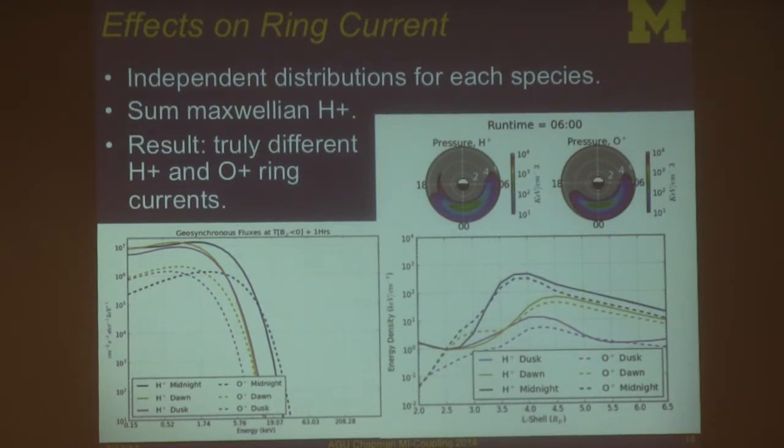Okay, so what we're looking at here, the solid lines on both of these plots are hydrogen, the dashed lines are oxygen. We're looking at midnight in dark blue, dawn in kind of gold, and dusk in purple. This is right after the southward turning, so this is the cold, dense plasma sheet warmed up a little bit as it begins to convect earthwards, and we have a tenuous and not terribly warm yet oxygen population that's just starting to reach the geosynchronous point.